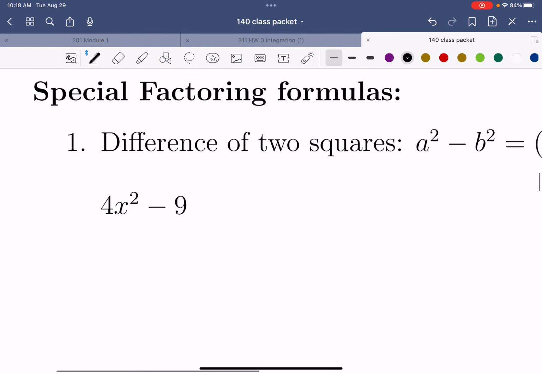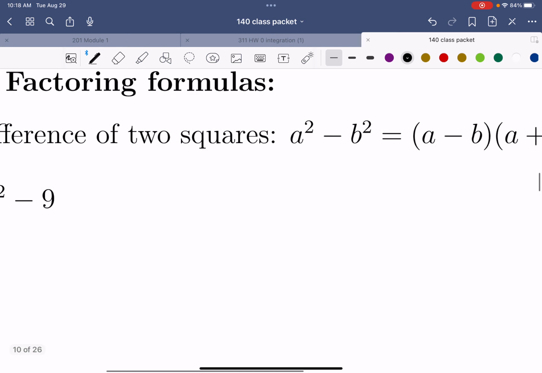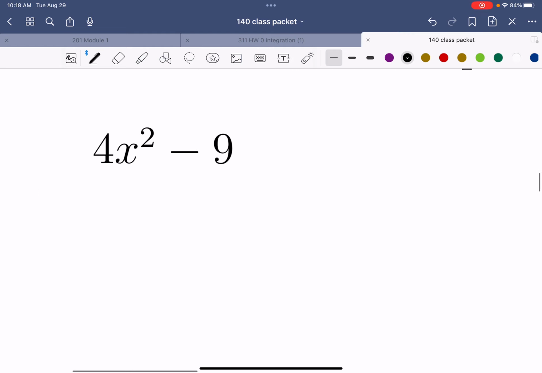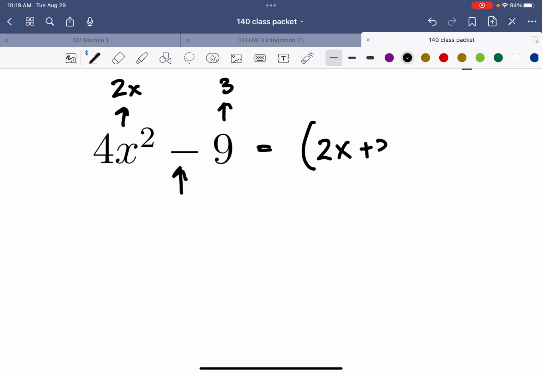So that's what's on our special factoring formulas. A difference of two squares is when you have two squares and they're being subtracted. This does not work if they're being added. The way that you factor it is you take off the squares and you do one with a minus and one with a plus. So it's a minus b and a plus b. So here, 4x squared, if you take the square root of that, that's 2x. If you take the square root of 9, that's 3. And so that means the way this gets factored, because it's subtraction, becomes 2x plus 3 and 2x minus 3.